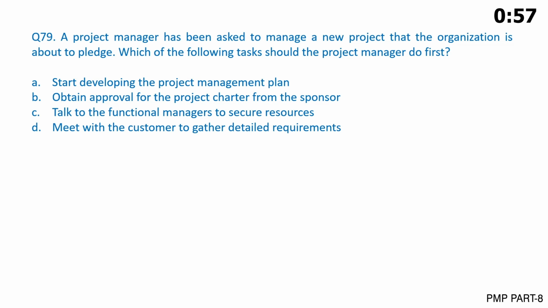A project manager has been asked to manage a new project that the organization is about to pledge. Which of the following tasks should the project manager do first? A. Start developing the project management plan. B. Obtain approval for the project charter from the sponsor. C. Talk to the functional managers to secure resources. D. Meet with the customer to gather detailed requirements.